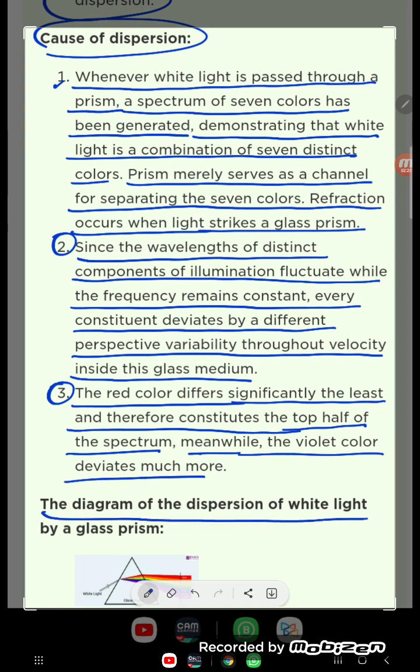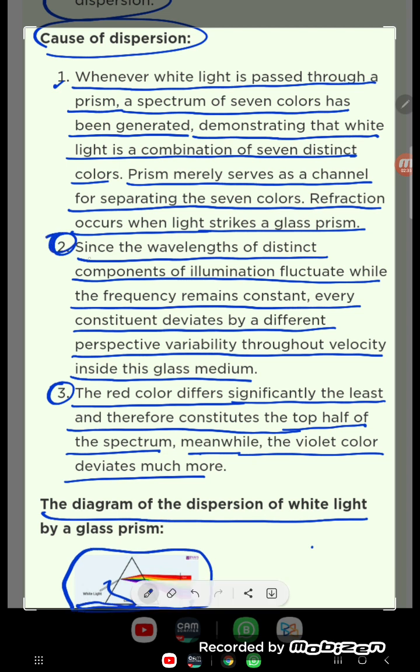So the diagram of the dispersion of white light you can see here, student. So in this diagram, this is the prism, student. Red color is deflected least and violet color is deflected the most.